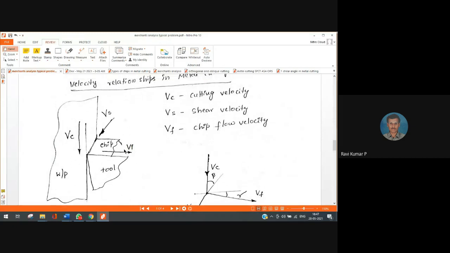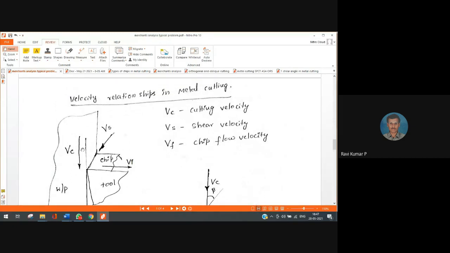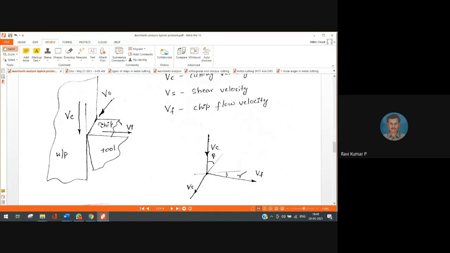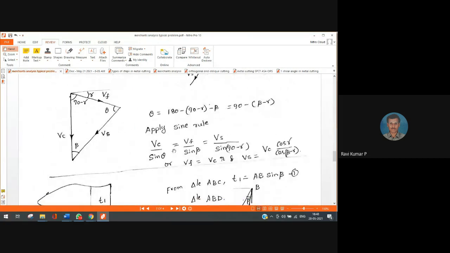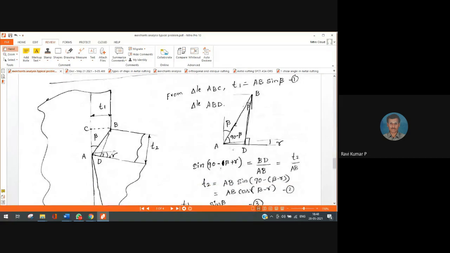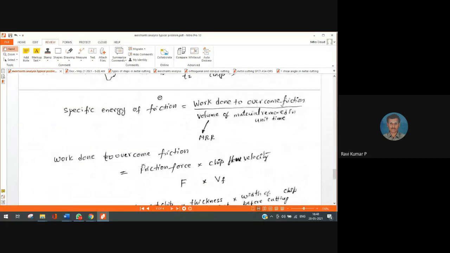We have also seen the velocity relationships in cutting. So this is the cutting velocity, chip flow velocity, shear velocity. How did we derive the relationships among these three? We have applied the sine rule. VC divided by sin theta is equal to VF by sin beta is equal to VS by sin of 90 minus gamma, right? So VF is equal to VC into R, VS is equal to VC cos gamma by cos of beta minus gamma, right? So these relations provide maximum information.